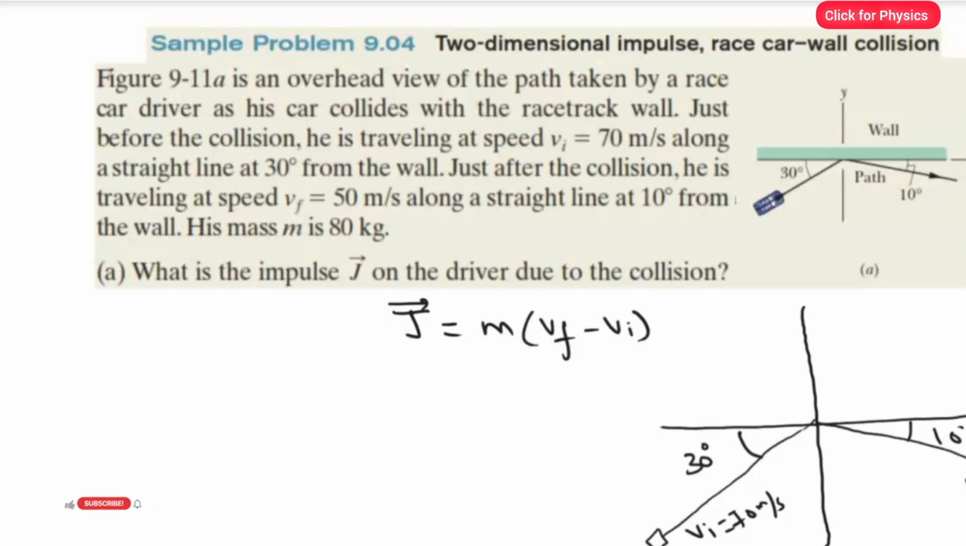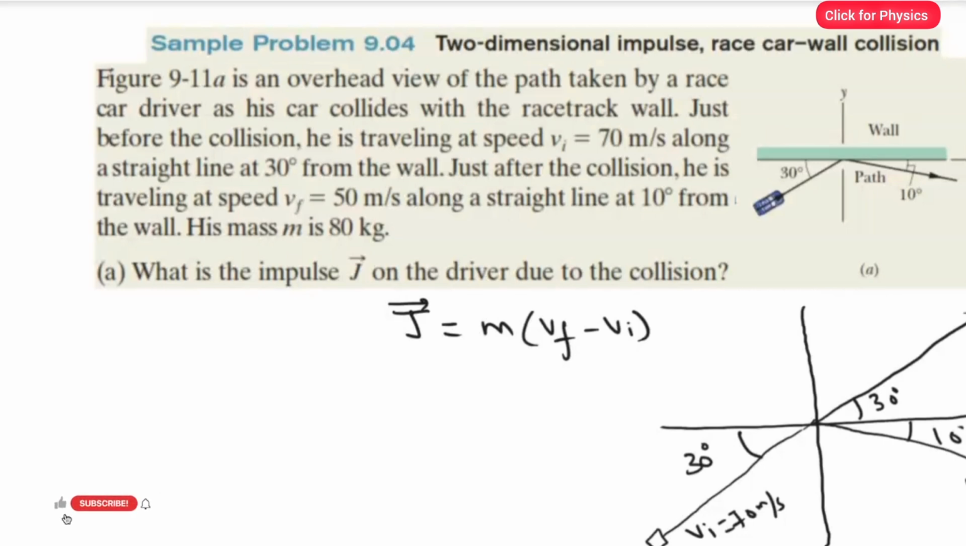Now if we want to answer the first part, we have to find the x component of the impulse as well as the y component of the impulse. How can we find them? It's very easy. Instead of going for these four quadrants, we can make this line extend in this direction. By that, the same angle will be here, right? So this is your V initial.